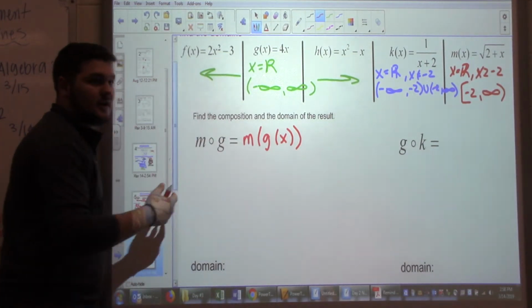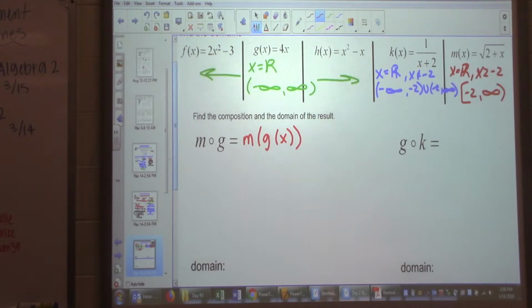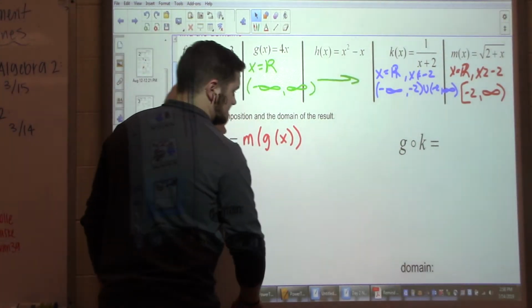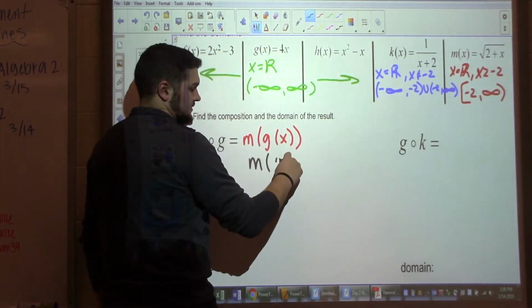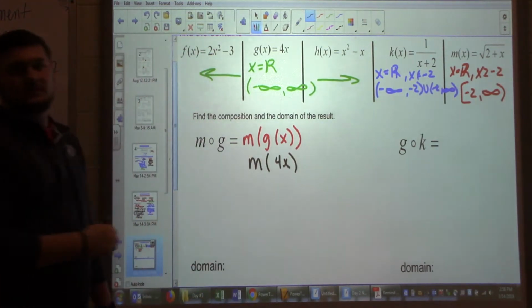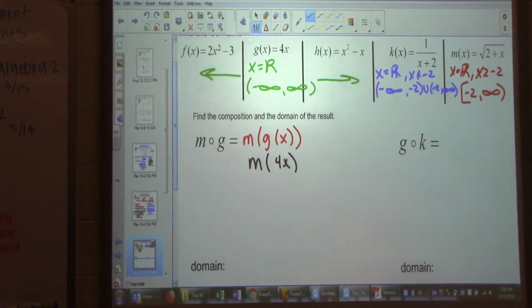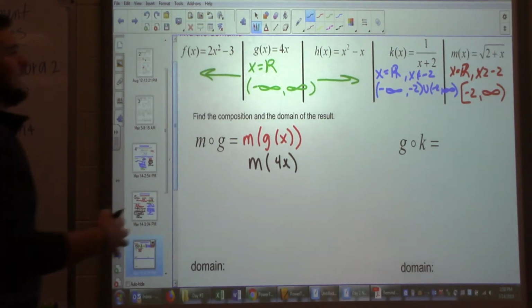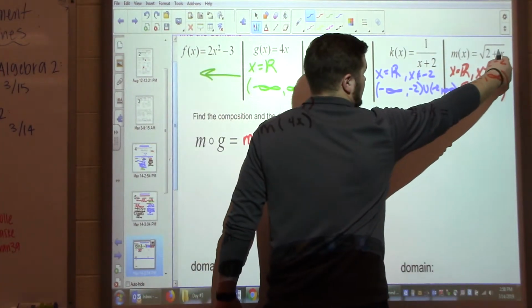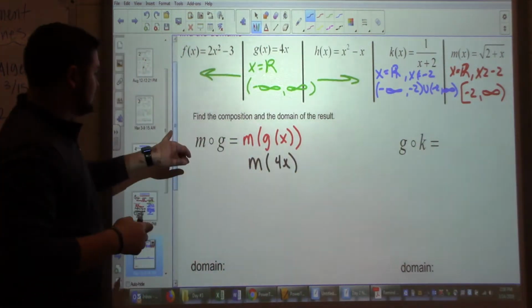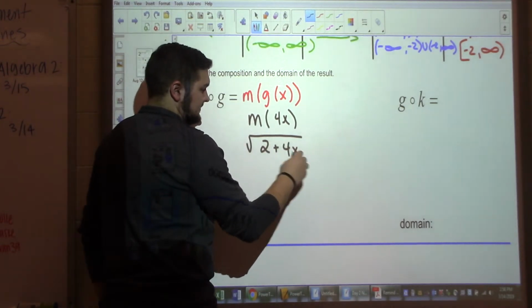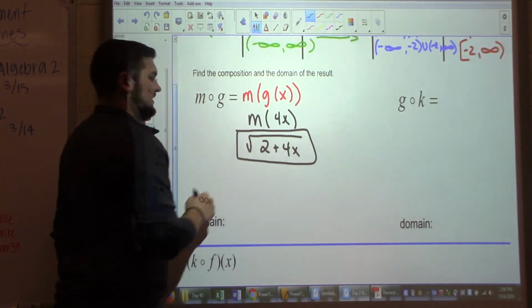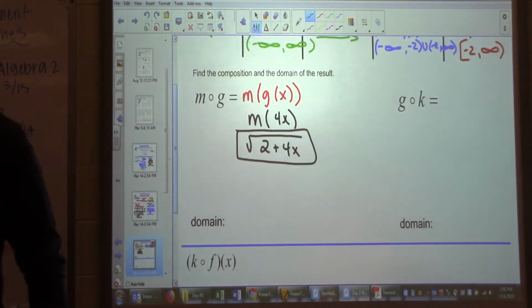So, the left one is on the outside, then G. We're working inside out here. So, I'm going to take G of X. G of X equals 4X. So I'm going to take G of X and plug it into that M function wherever I see an X. So instead of 2 plus X, now it's going to be the square root of 2 plus 4X. That's as simplified as it's going to get. We're not going to deal with that anymore.